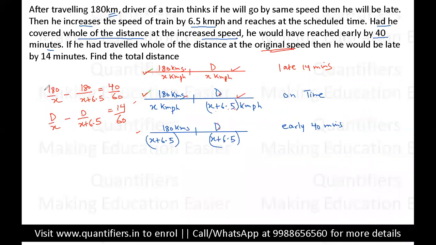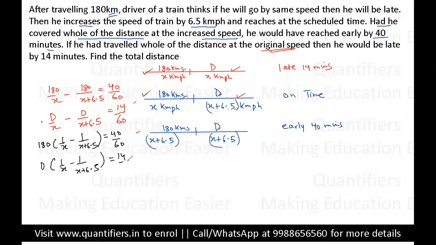Now, these two equations may look complicated to you, but it is very easy, students. Just see, if you take 180 common from the first equation, you will get 180 into 1 by x minus 1 by x plus 6.5, right? And here we are getting 40 by 60. Let it be 40 by 60 only. And students, similarly, from the second equation, I am taking d common. So I'll get 1 by x minus 1 by x plus 6.5, and this is equal to 14 by 60.